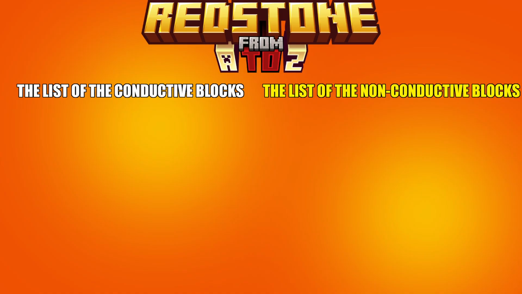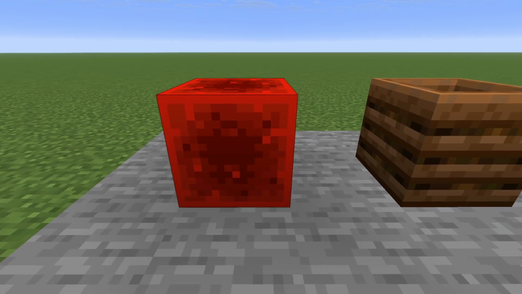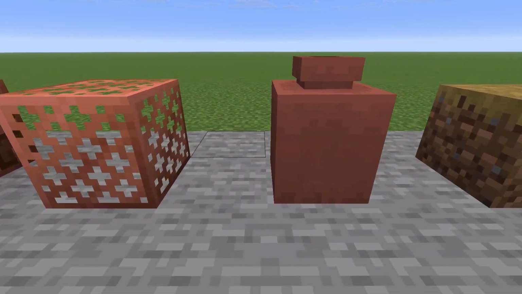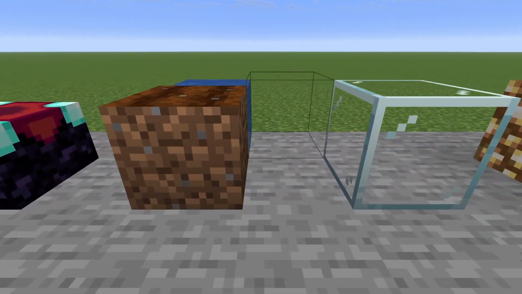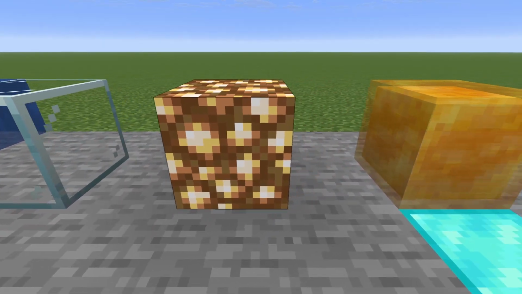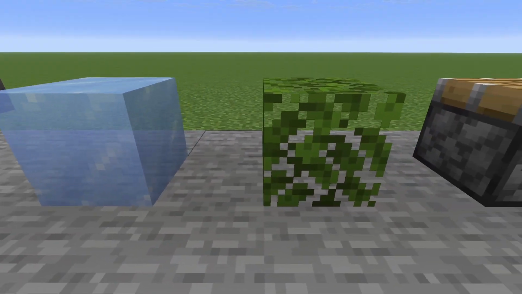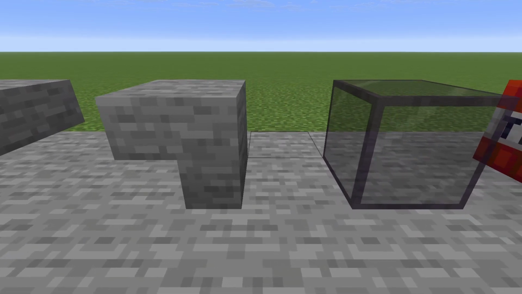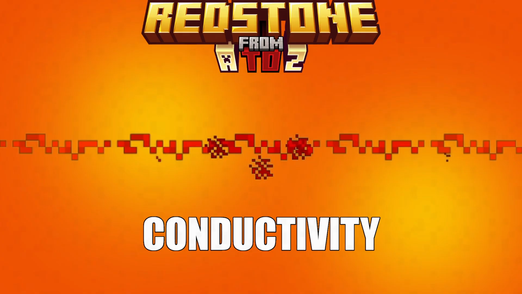The list of non-conductive blocks. This list contains kinds of blocks as well that share common properties of non-conductive blocks. Block of redstone, composter, copper bulb, copper grate, decorated pot, dirt path, enchanting table, farmland, glass, glowstone, honey block (Java edition only), copper, ice, leaves, piston, slab, stairs, tinted glass, TNT. So, back to the conductivity.